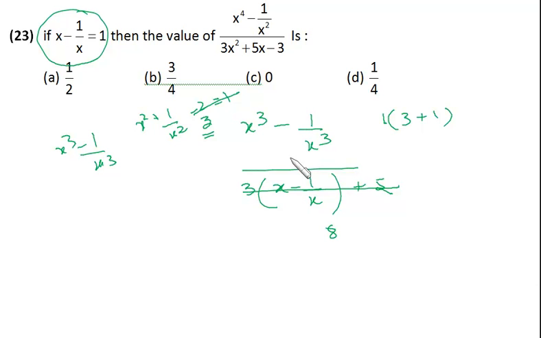x cube minus 1 upon x cube is x minus 1 upon x, that is 1. Then inside the bracket it is x square plus 1 upon x square plus 1. So x square plus 1 upon x square is 3 and then plus 1. So precisely it is 4. So 4 by 8, 1 by 2. Okay, so a bit twisted, this problem was not at all difficult, but whenever you see this, try to recall this. There is a single way out to solve this problem.